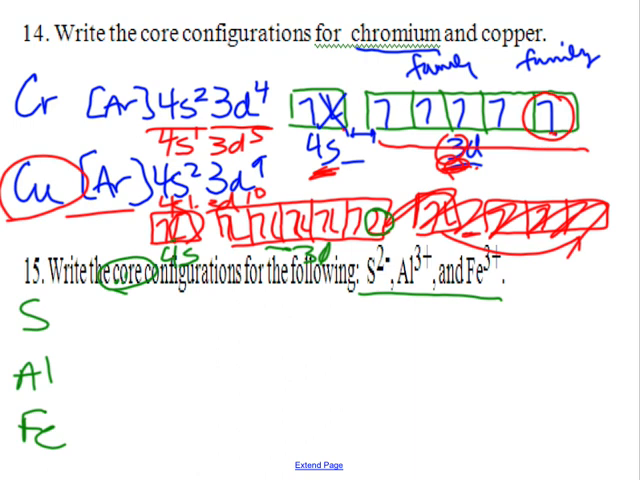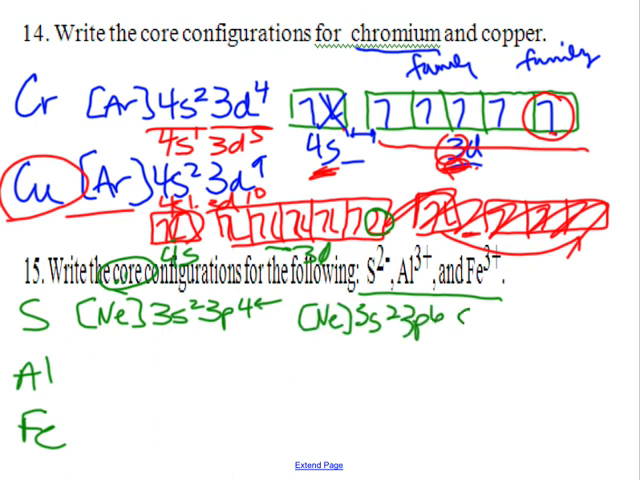So sulfur is neon, and then what? 3p4. Okay. Now, for sulfur to become a -2, what has to happen? It's going to gain 2 electrons. So we're going to put those electrons right there because this is valence, and we get neon 3s2, 3p6, and that's S-2. What noble gas is that isoelectronic with? Argon. Isoelectronic means it has the same number of electrons. So you're kind of writing the electron configuration for argon, right?